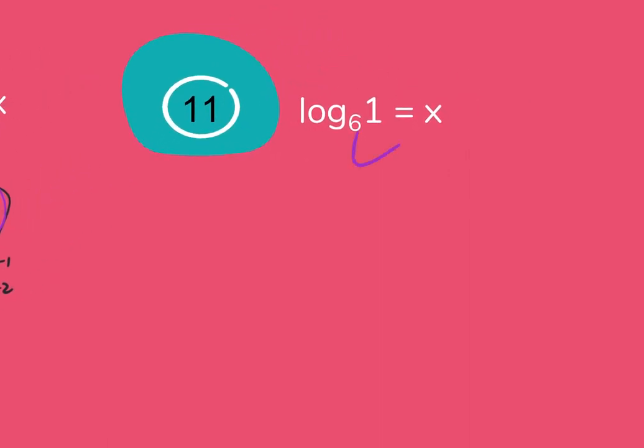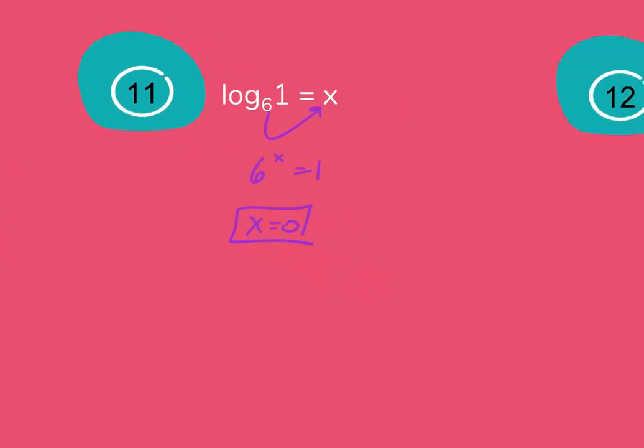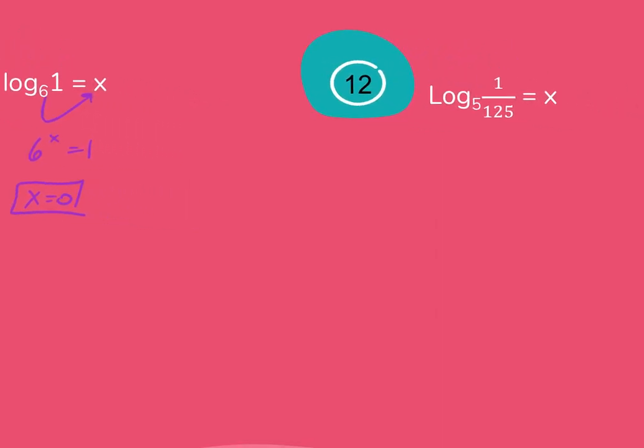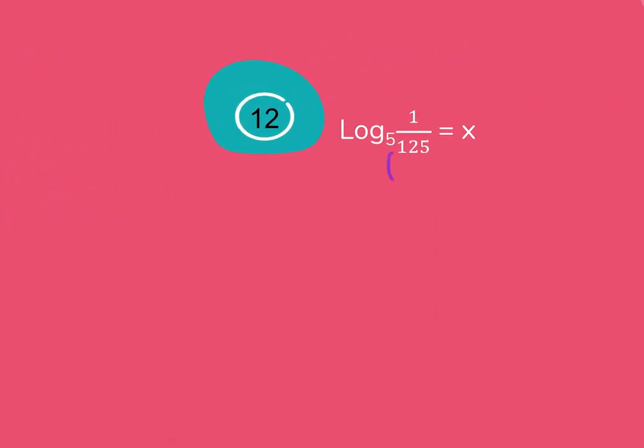All right, 6 to what power gives you 1? 0. 5 to what power gives me 1 over 125? Good. The negative moves it. The 3 changes it from 5 to 125.